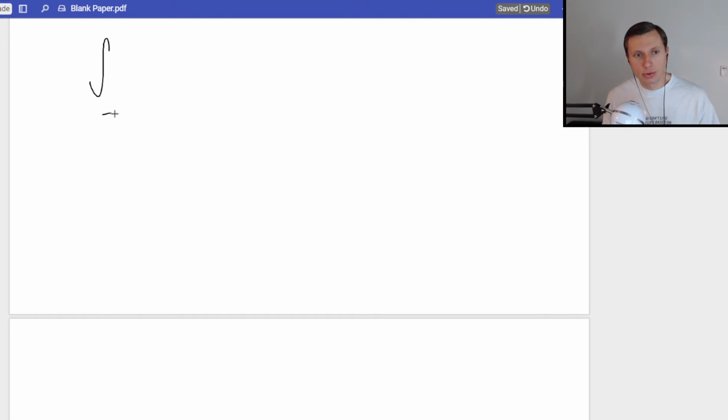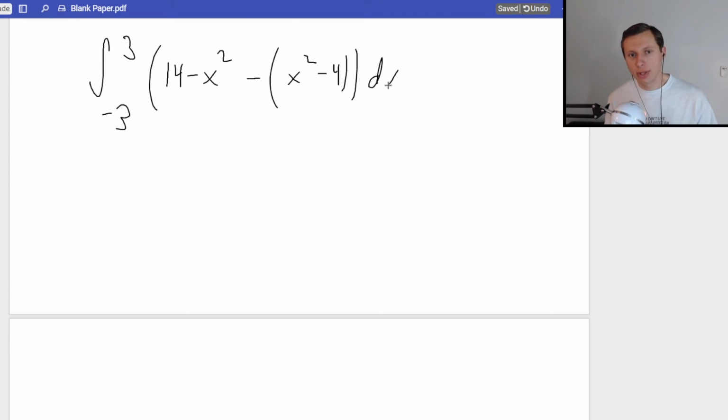So now we have the integral from -3 to +3 of the top function, which is positive 14 minus x squared, minus the bottom function. I need to have a quantity here: quantity x squared minus 4. I do need to be careful there. I am going to have to distribute that negative sign to both terms. So this integral will become the following.